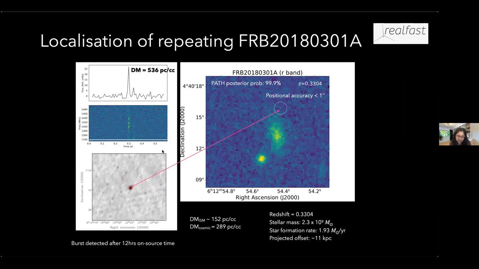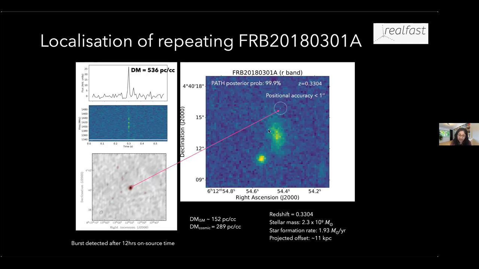A repeating burst from this FRB source was initially detected at a signal to noise of 19 in the RealFast 10 millisecond image at a DM of 536 DM units, of which the Milky Way ISM contribution is about 152, and the DM contribution due to the IGM and foreground halos, which we call DM cosmic or DM excess, is estimated to be 289. The burst is localized with a precision of less than an arcsecond, and it is observed to come from the outskirts of this star-forming galaxy at a redshift of 0.33.